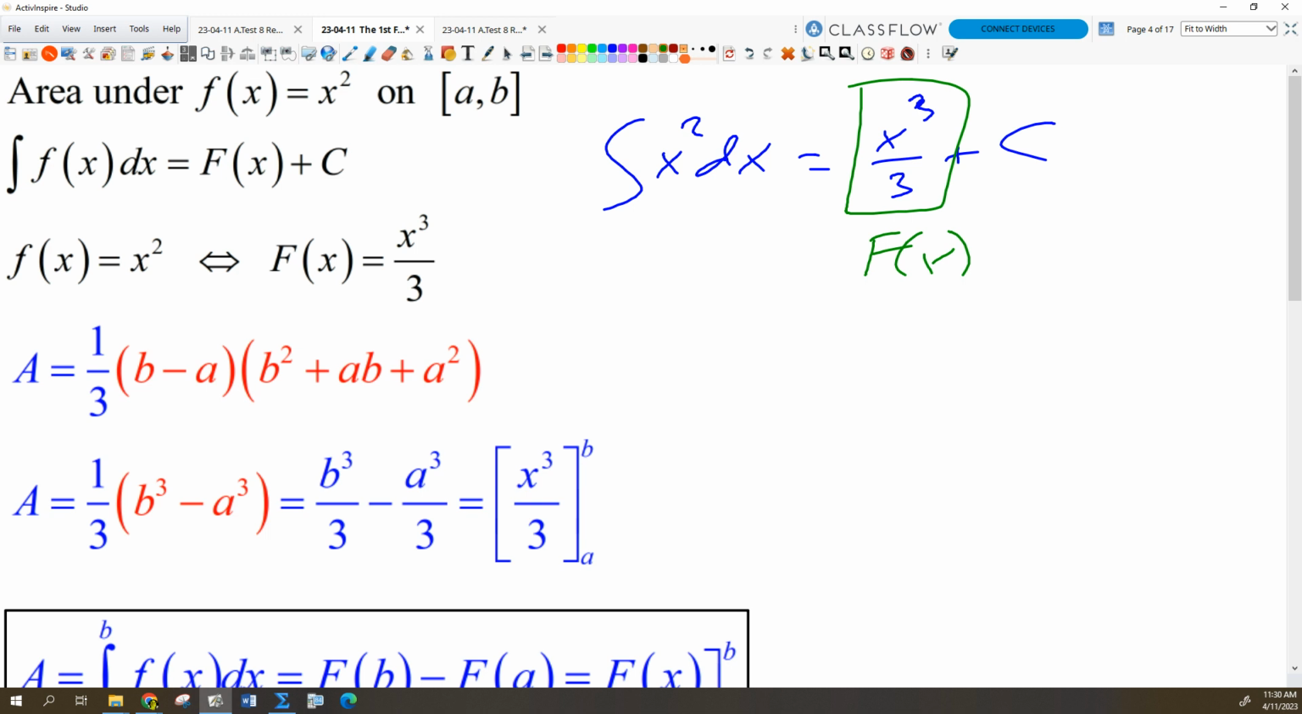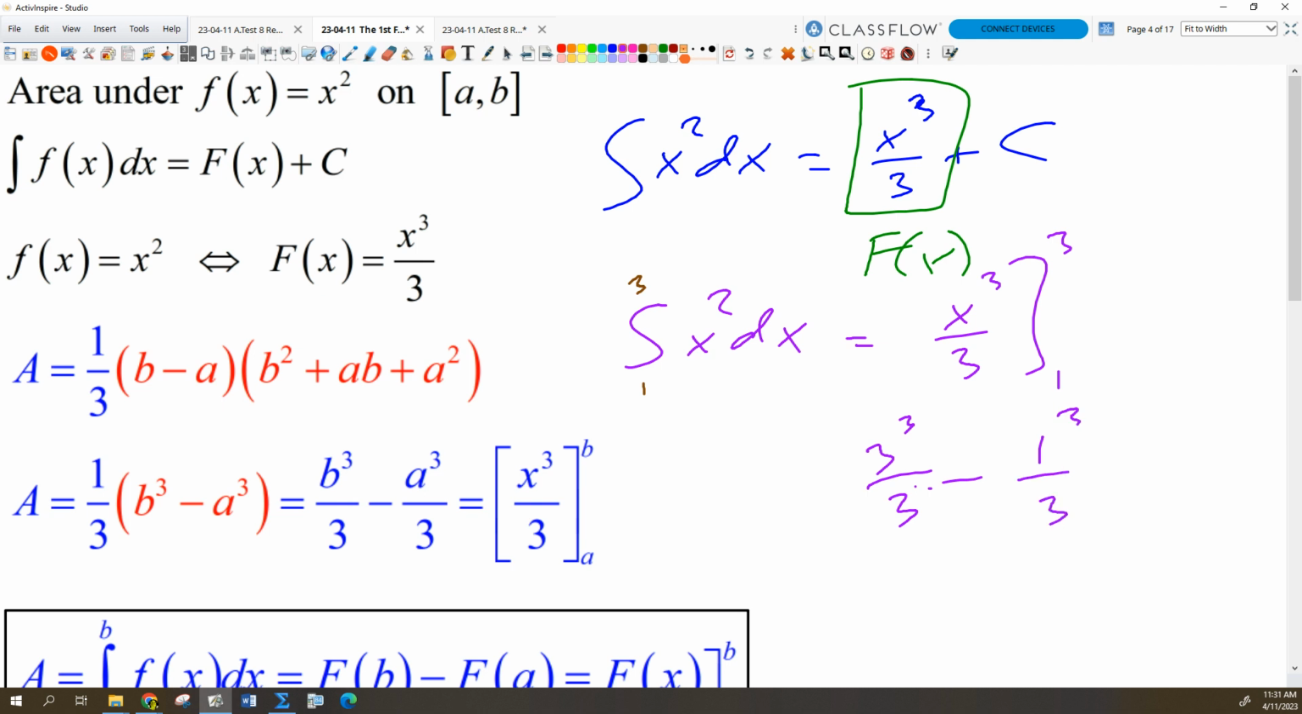So if you just abandon the c, and we make this a definite integral, let's just say we're going to go from 1 to 3. Then our answer is equal to x cubed over 3 evaluated from 1 to 3, which just means 3 cubed over 3 minus 1 cubed over 3. So what is that? That gives us 27 thirds, which is 9, right?